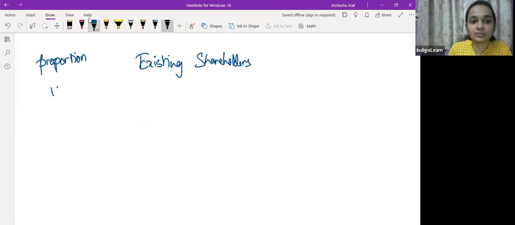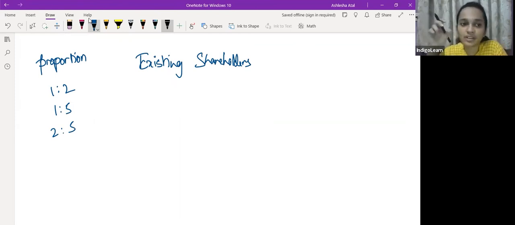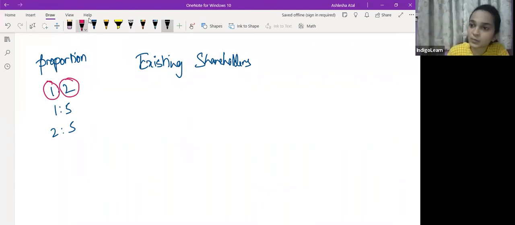Say 1:2 or 1:5 or 2:5, depending on the company. There's a proportion in which the right is given. What does 1:2 mean? If you have 2 shares, we give you a right to purchase 1 share at this predetermined price. Or 1:5 means if you have 5 shares, we give you 1 more share. We give you a right to purchase 1 share at so and so price, which is lower than the market price. So in this situation the company, on a proportionate basis, gives a right to its existing shareholders to purchase its shares.